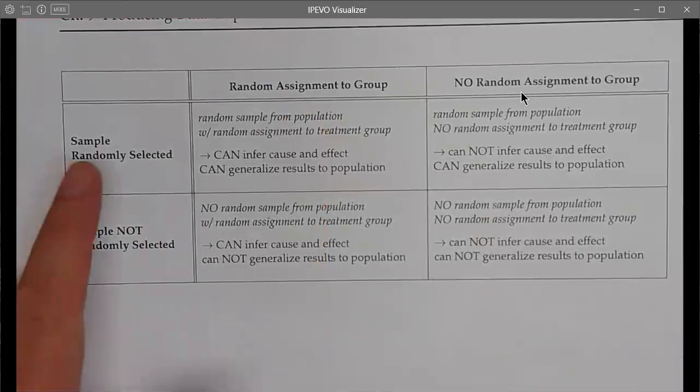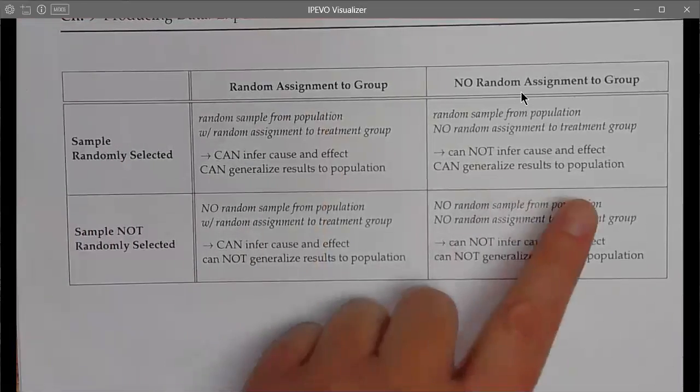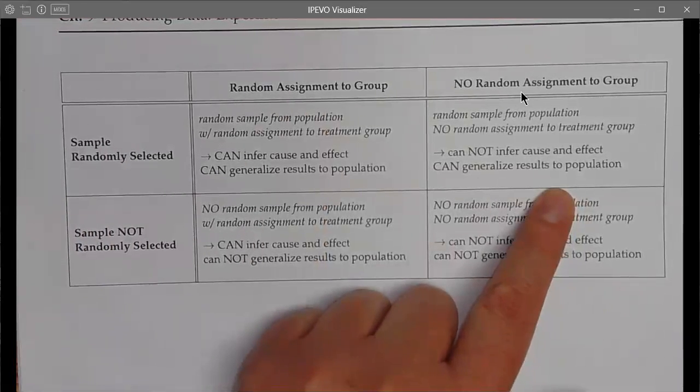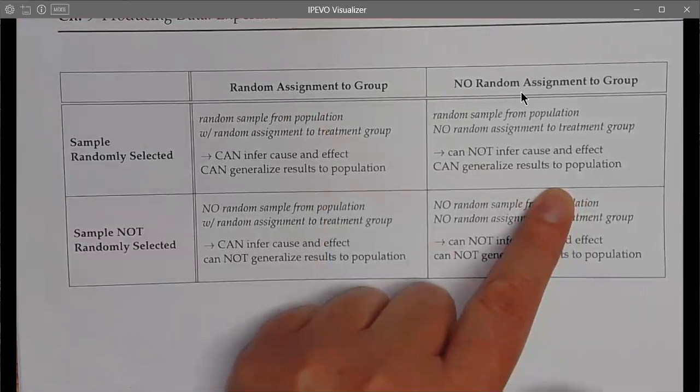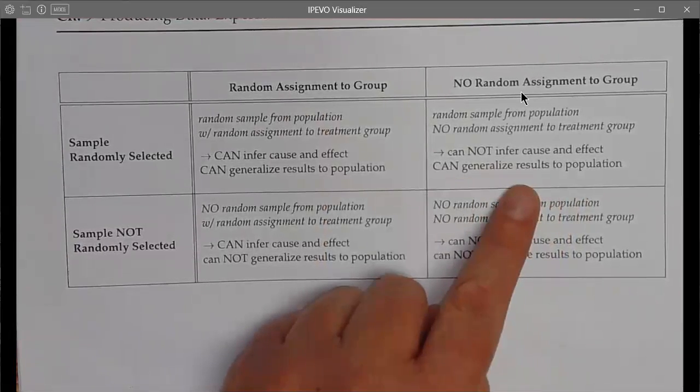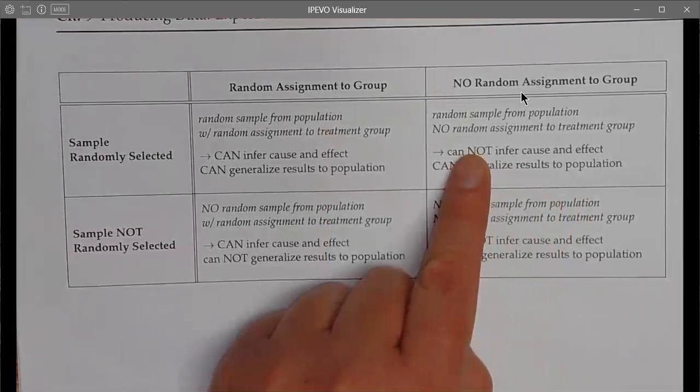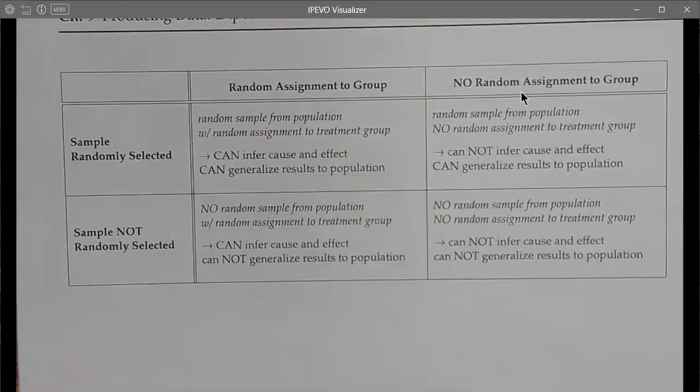If your sample was randomly selected, but you didn't assign people to treatment groups, or you didn't have a treatment in there, so you were doing maybe an observational study, then what happens is you can generalize your results to your population, but you do not get cause and effect. Okay, so this is that correlation relationship where we use that weaker language.